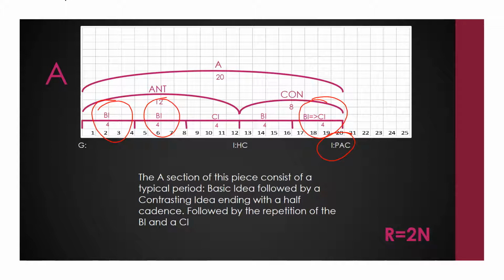What we have to keep in mind is that this piece is in R equals 2n, which is when everything is doubled. So instead of your basic idea usually just consisting of 2 measures, it is now extended to 4 measures. So it extends everything and doubles it up.